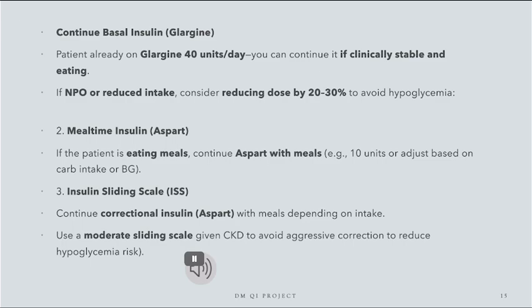3. Insulin sliding scale, ISS. Continue correctional insulin, aspart, with meals depending on intake. Use a moderate sliding scale given CKD to avoid aggressive correction and reduce hypoglycemia risk.